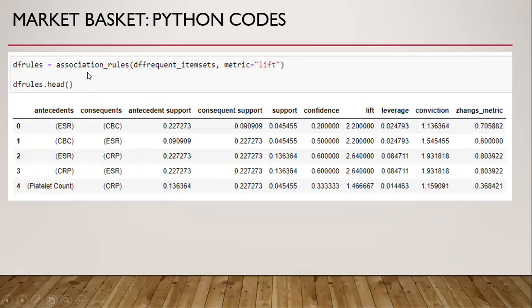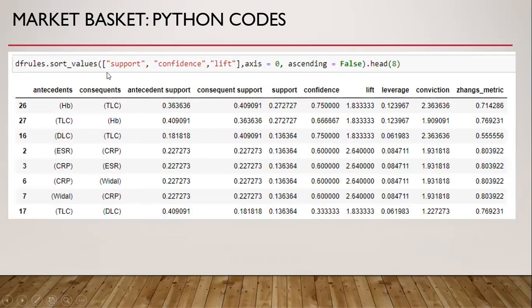Then these are the association rules. So this is the association rule. The result is a data frame with various columns. It has columns like antecedent support, consequent support. So this is antecedent, this is consequent, and the combination support, confidence, lift, and also others. So we need to arrange it in descending order. So this is the formula for arranging.